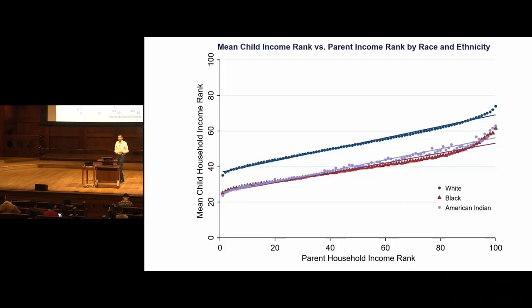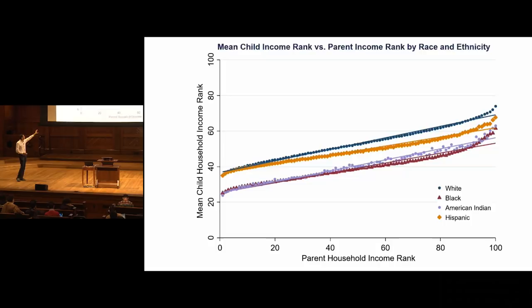Okay, great. So I was focusing on the white-black disparity. That's the one that people have paid the most attention to, because of its scale and significance in US history. I want to show you the data for other races and ethnicities before moving on to potential explanations. So here's the same intergenerational mobility relationship for Native Americans or American Indians, where you see it looks almost identical to the relationship for Black Americans.